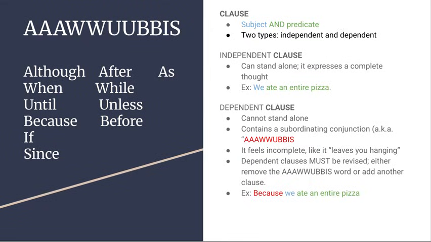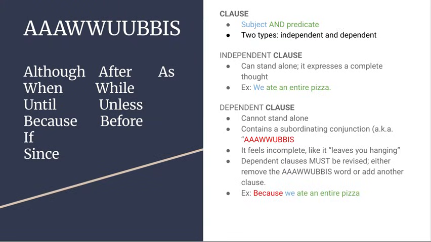All dependent clauses start with a subordinating conjunction. And I know this is going to sound funny, but we're going to call all of those subordinating conjunctions AWOBIS words. Every single letter of that acronym stands for one of the subordinating conjunctions in the list that you see there on the left. Like although, after, as, when, while, until, unless, before, because, if, and since. You just kind of have to commit those to memory because every time you start a sentence with one of those words, you are creating a dependent clause. And if you don't revise your sentence, you will have a fragment.